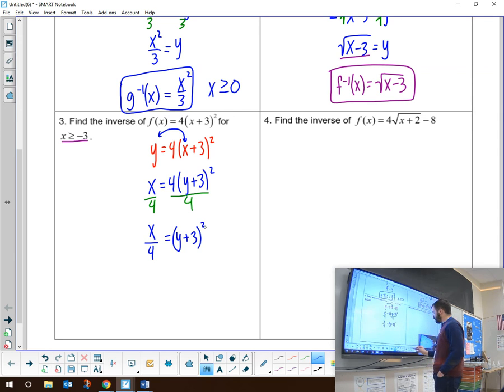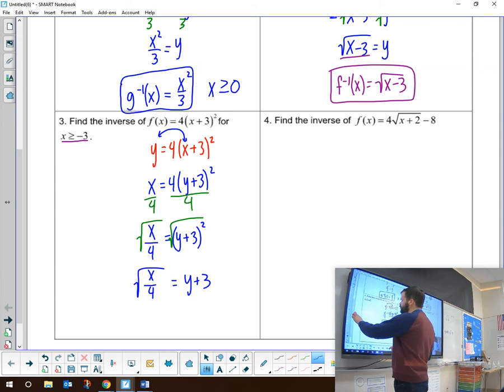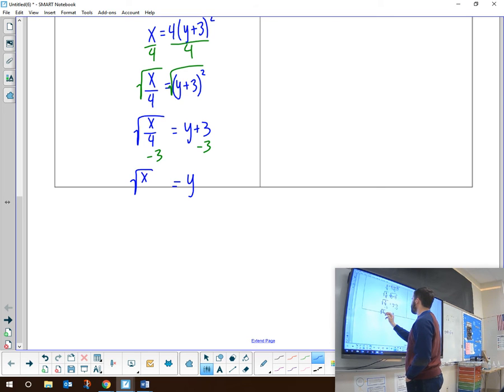Now we're going to square root both sides. So we're going to square root this side, square root this side. So we'll have the square root of x over 4 equals y plus 3. And like I said, we're just using the positive part on our square root. Then just move this 3 over, minus 3 to both sides, and we're going to have y equals the square root of x over 4 minus 3.